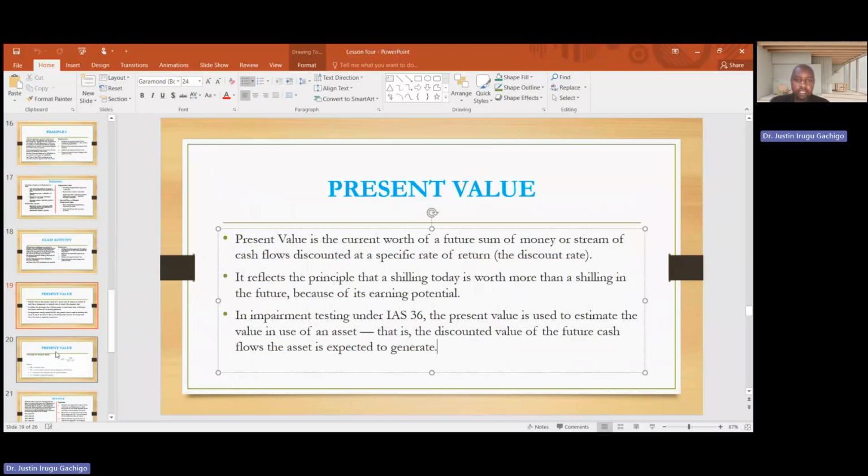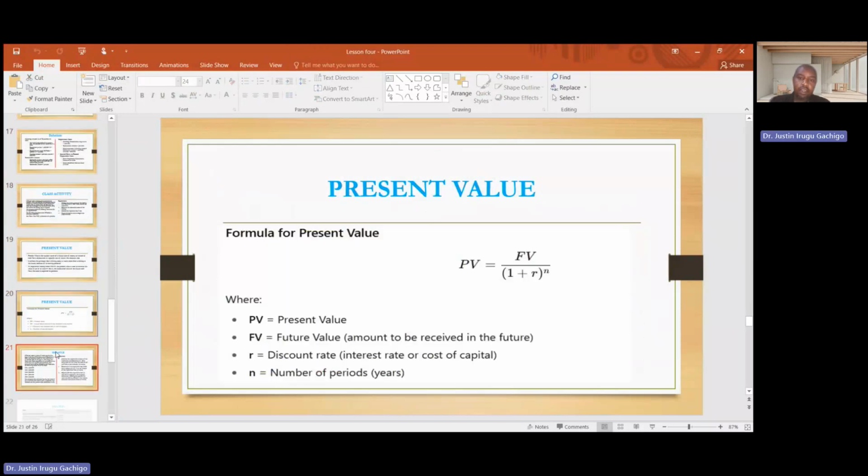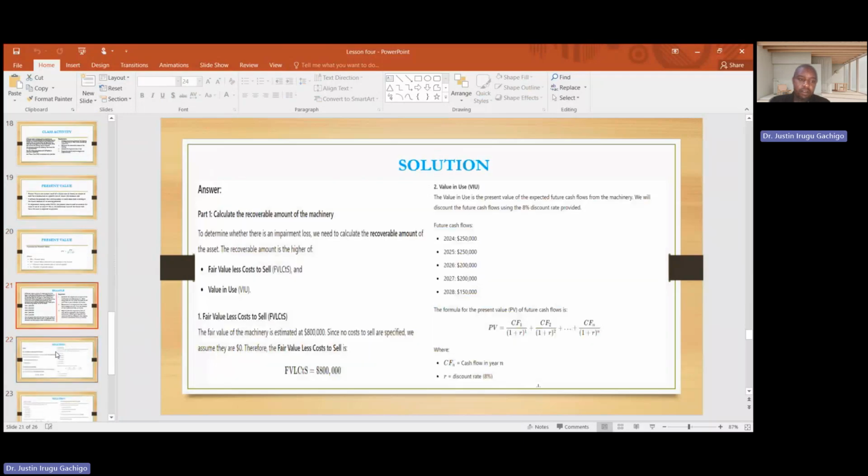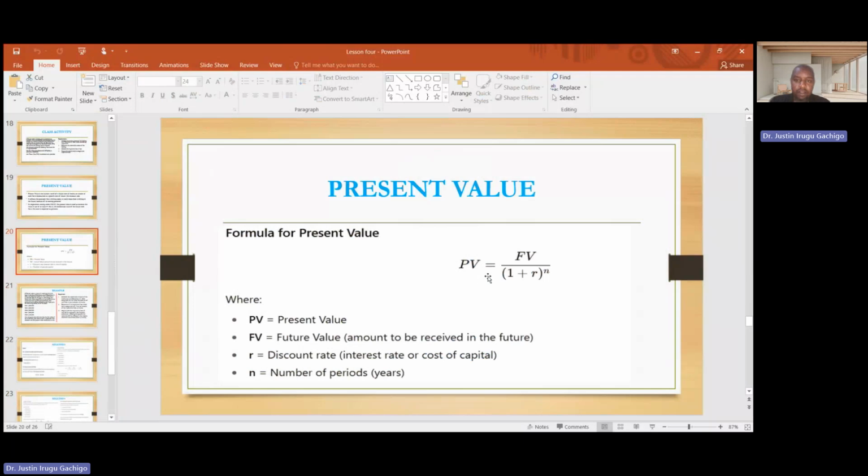So let's see this one here. The formula for the present value is this. So we normally say that the present value is equal to the future value. That is the amount in 10 years. 1,000, how much will 1,000 be in 10 years? That is the future value. You divide it by 1 plus R, to the power of the number of years. R is the discount rate.